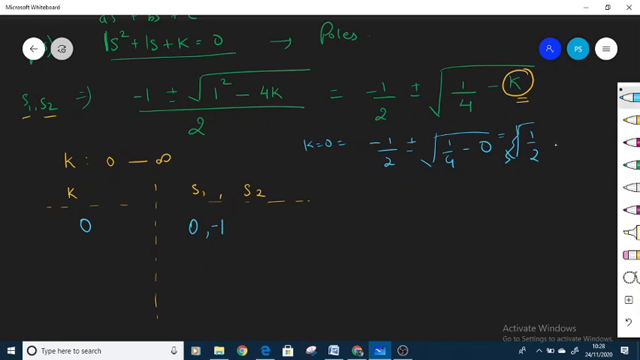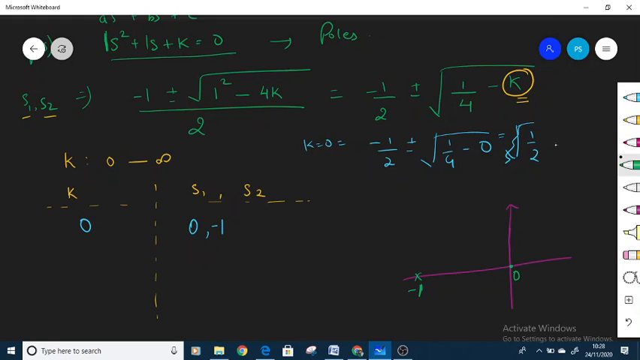If I want to plot this on the s plane, then you can see that when I am keeping the value of k equal to 0, one of the poles is lying at 0 and another pole is lying at minus 1.